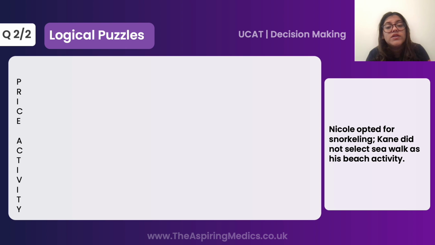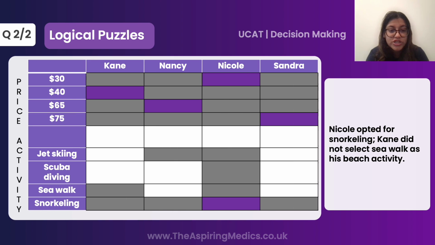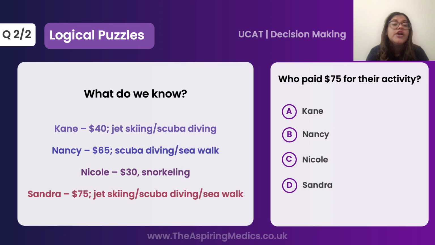So next, we also know that Nicole opted for snorkeling and Kane did not select sea walk as his beach activity. So I've put Nicole down for snorkeling, crossed out all the other things, and I've grayed out sea walk for Kane. So what do we know? Kane spent $40 and is doing jet skiing or scuba diving. Nancy spent $65 and is doing scuba diving or the sea walk. Nicole spent $30 on snorkeling. And Sandra spent $75 either on jet skiing, scuba diving or the sea walk. And the question is, who paid $75 for the activity? And the answer is obviously Sandra.